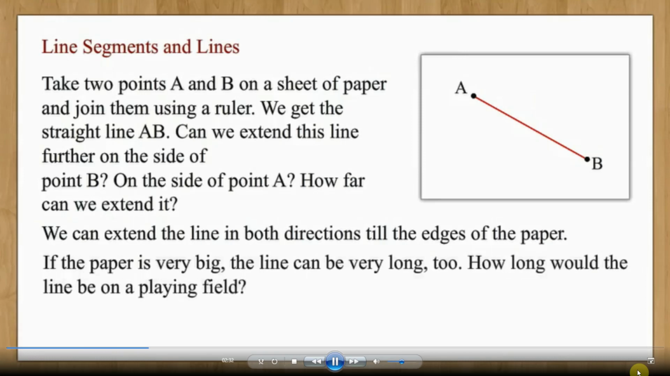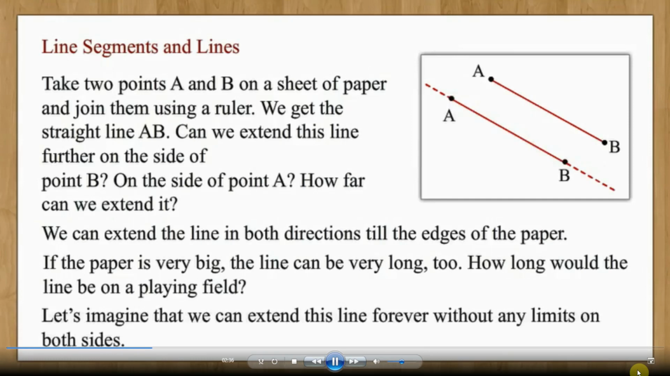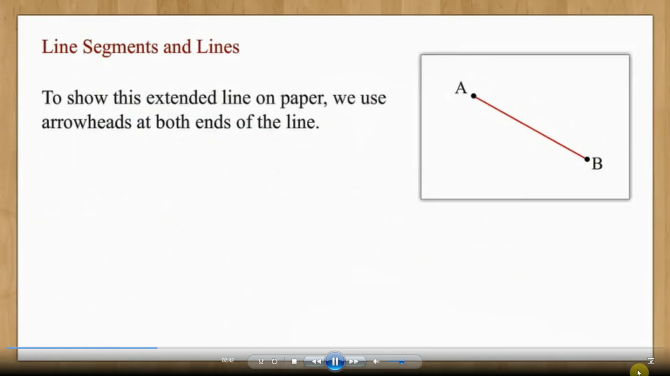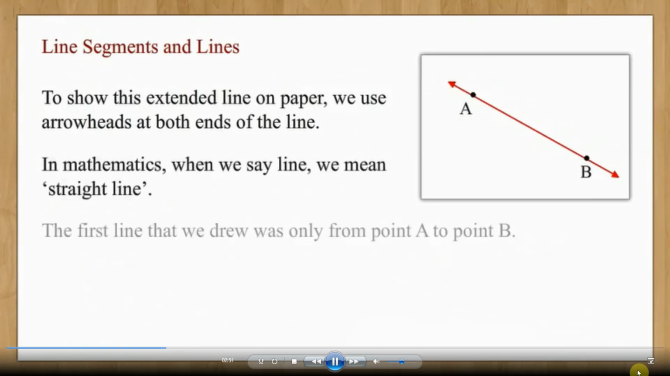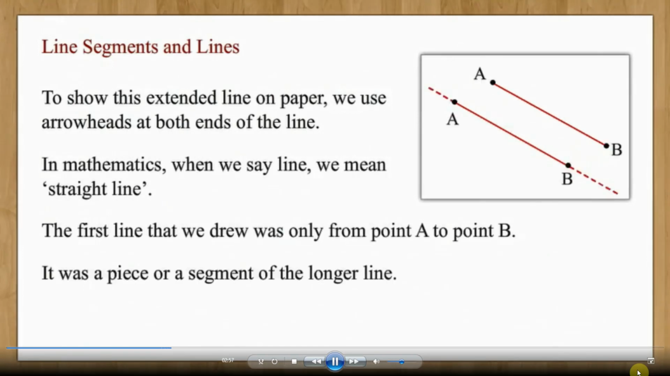How long would the line be on a playing field? Let's imagine that we can extend this line forever without any limits on both sides. To show this extended line on paper, we use arrowheads at both ends of the line. In mathematics, when we say line, we mean straight line. The first line that we drew was only from point A to point B. It was a piece or a segment of the longer line.